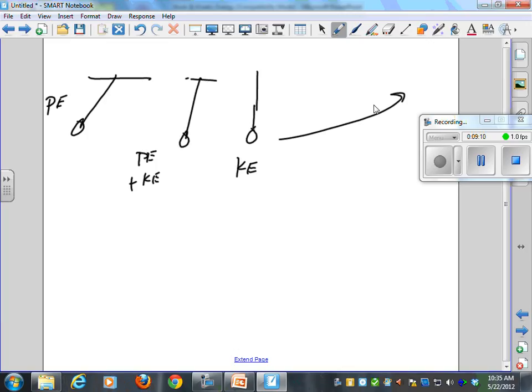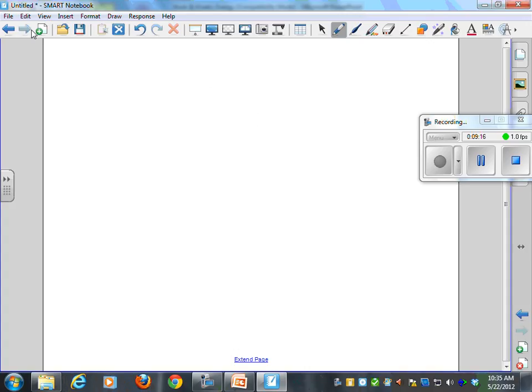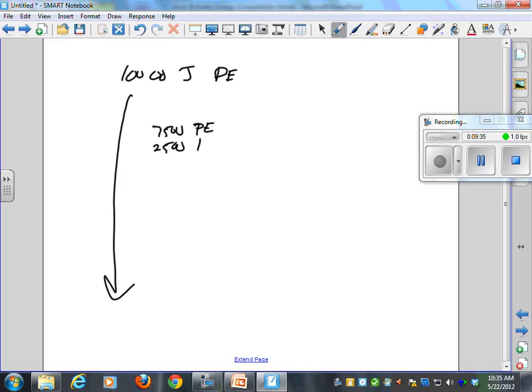Okay, so if you look at the cartoon, you've got this poor lady who's jumping out of a burning building, and you see at the top she's got 10,000 joules of potential energy. And as she falls, what happens to her potential energy? It goes down. A little way down, she's got 7,500 joules of potential energy, which means she has to have 2,500 joules of kinetic energy. And as she falls and falls, the potential energy goes down, but the kinetic energy goes up.